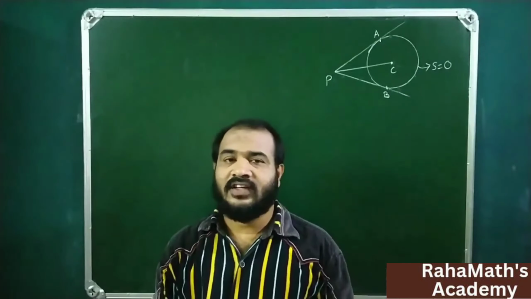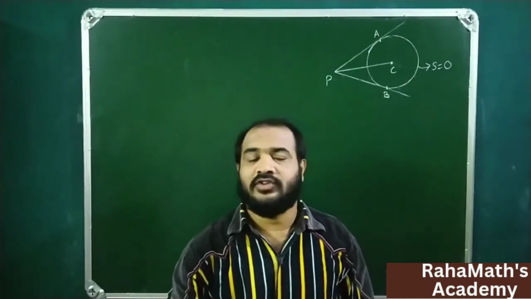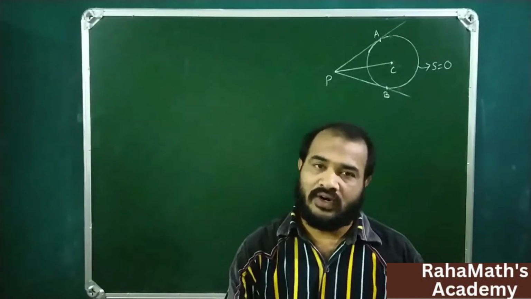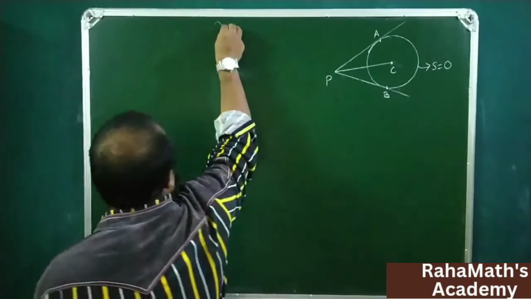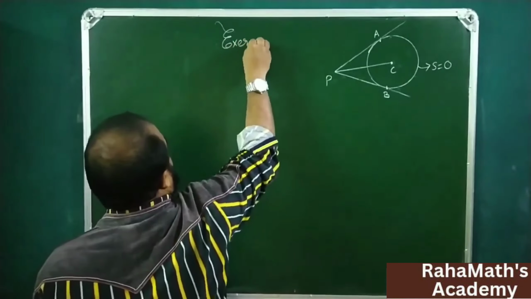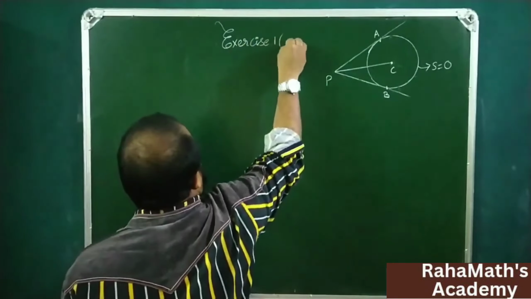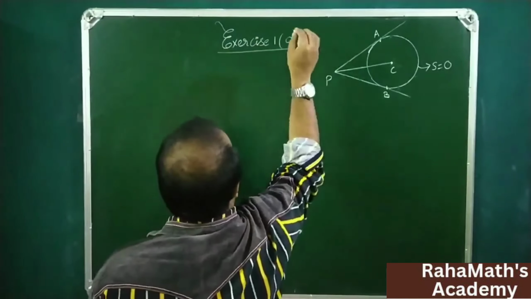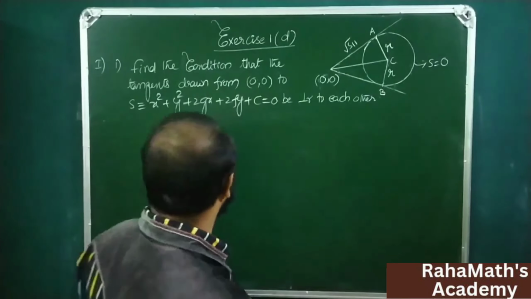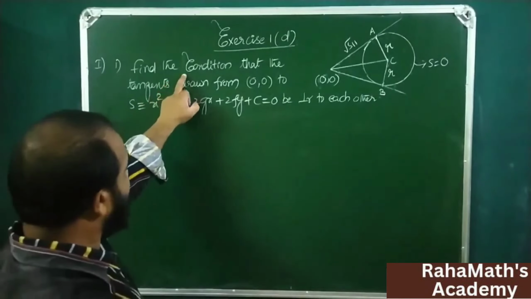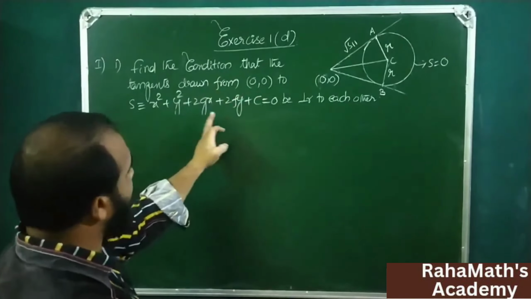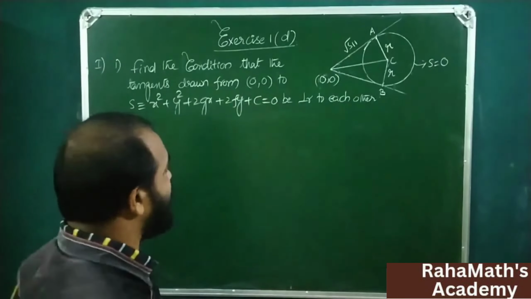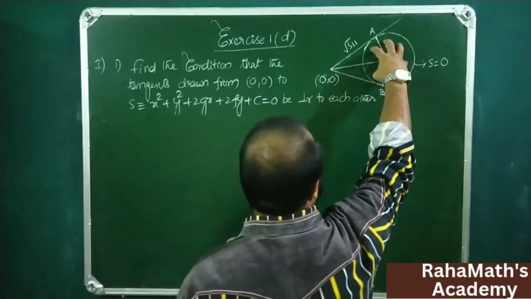So we have discussed all the concepts that are important for exercise 1D. So let us start exercise 1D. So the question is, find the condition that the tangents drawn from (0, 0) to S be perpendicular to each other. For example, this is a circle.